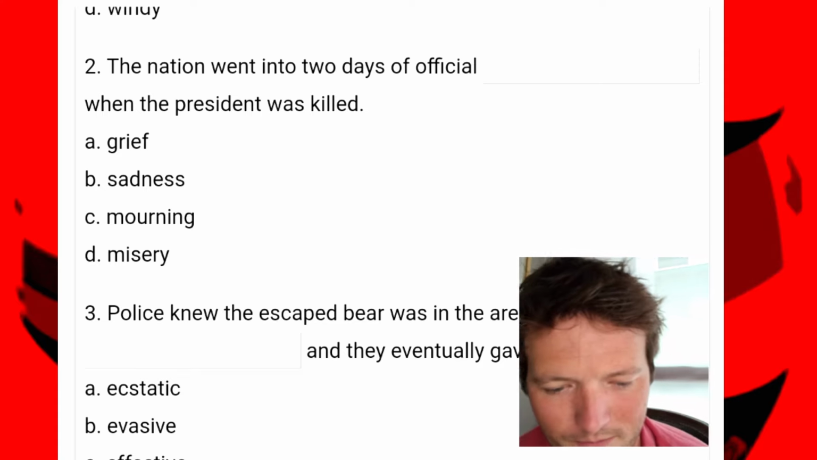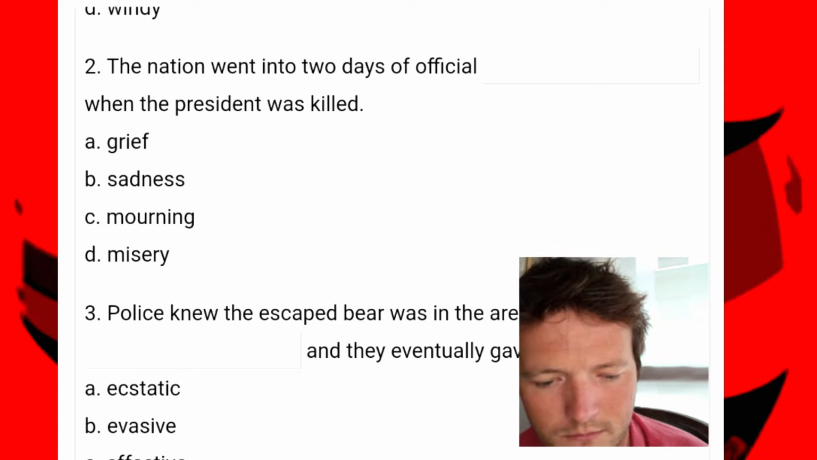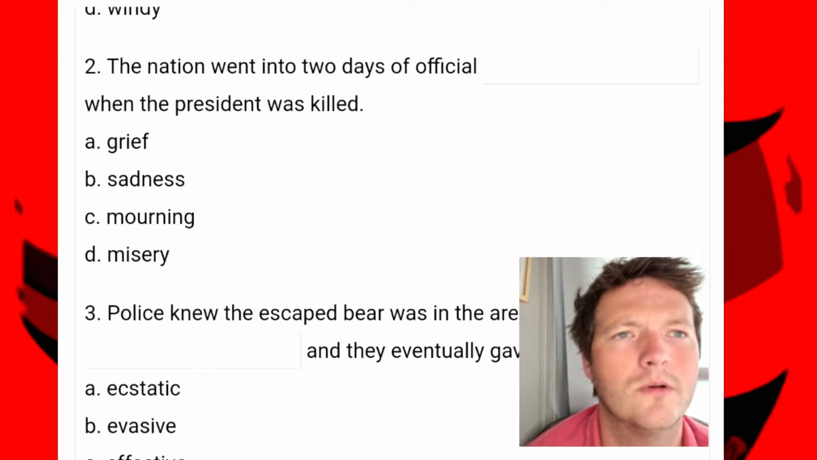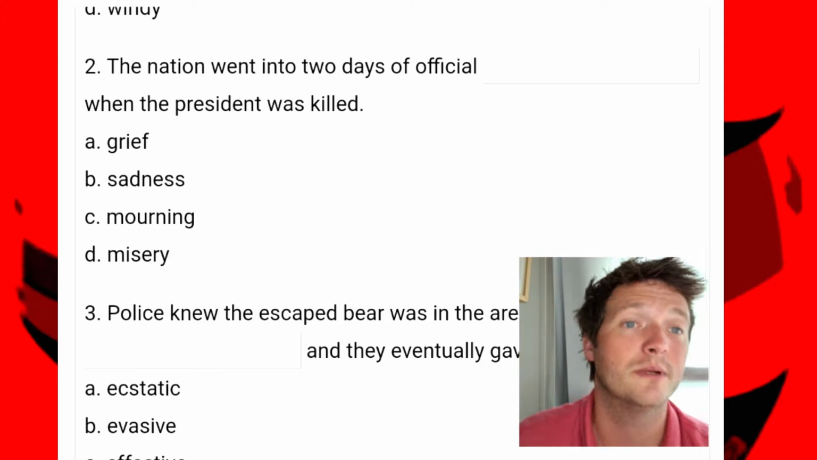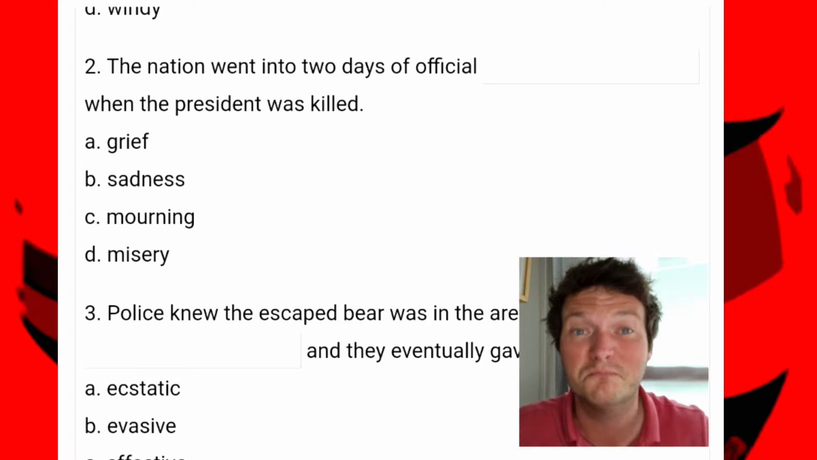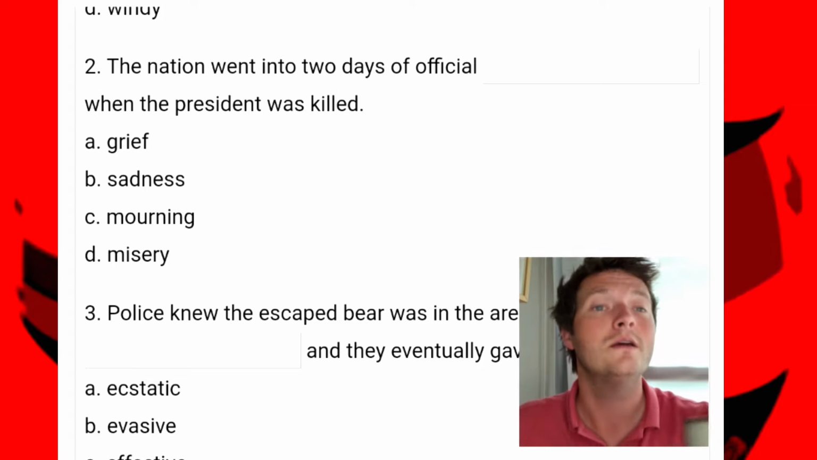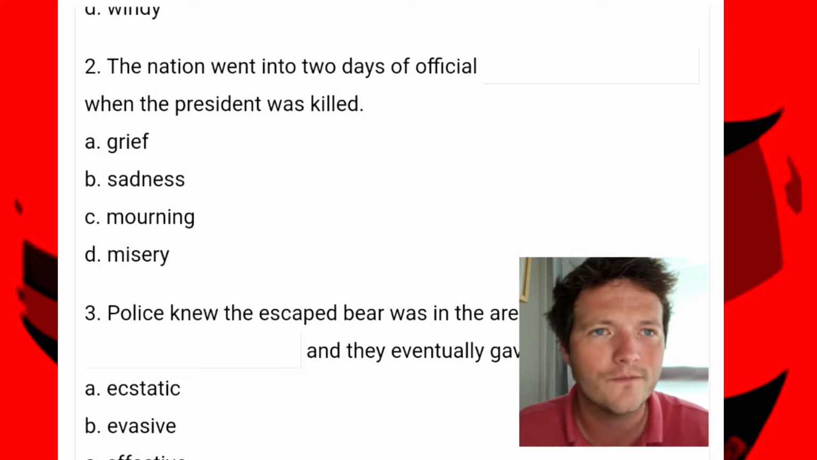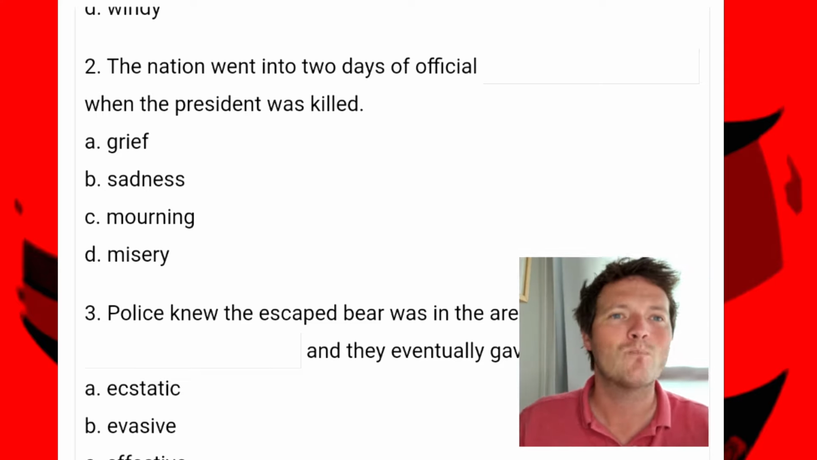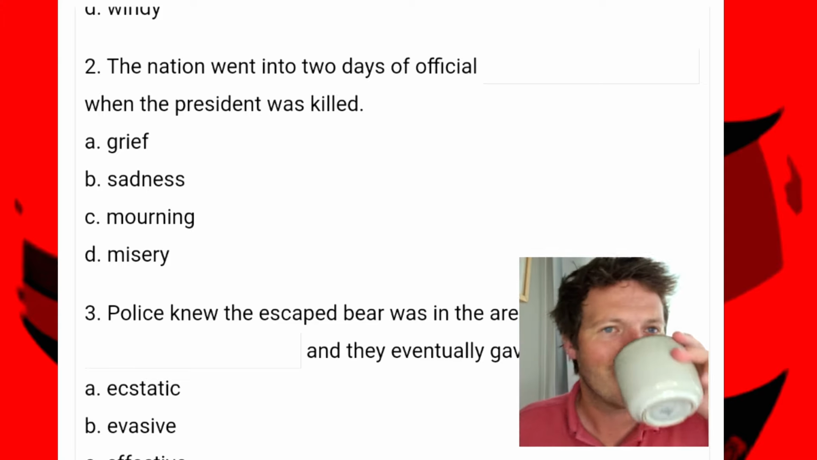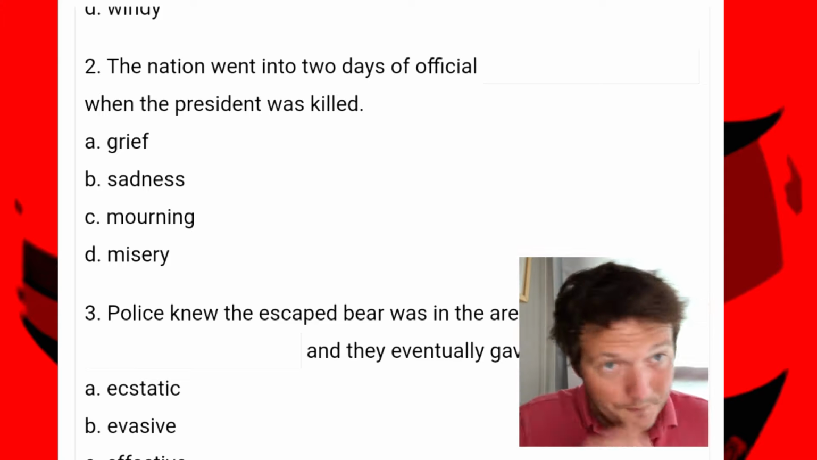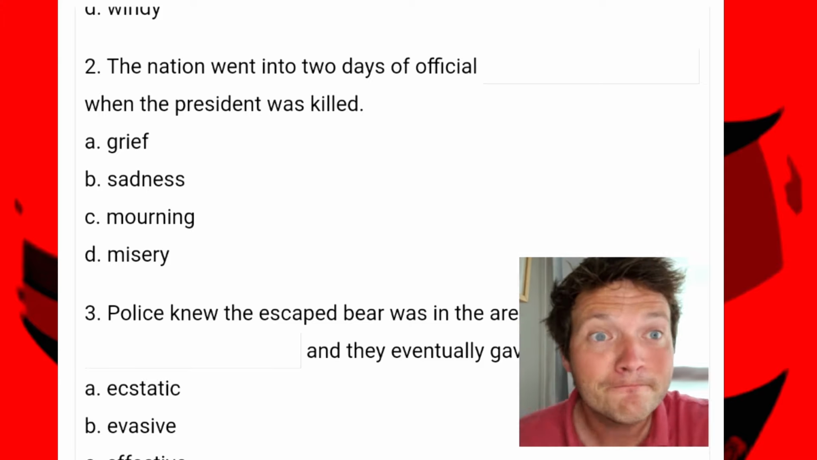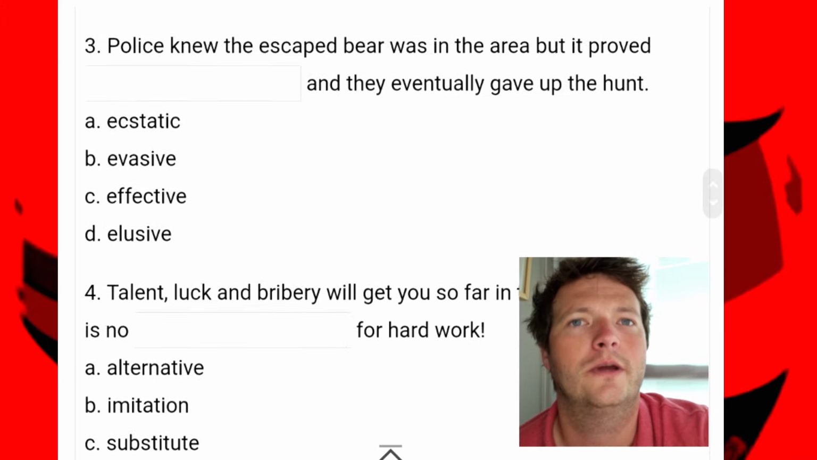Mourning is sort of a... Yeah, what's another word for mourning? I don't really know, but I guess it's sort of like an official state of sadness or grief, isn't it? When they cancel celebrations and things like that, and they put the flags on government buildings at half-mast. We're in mourning. Anyway, okay, number 3.